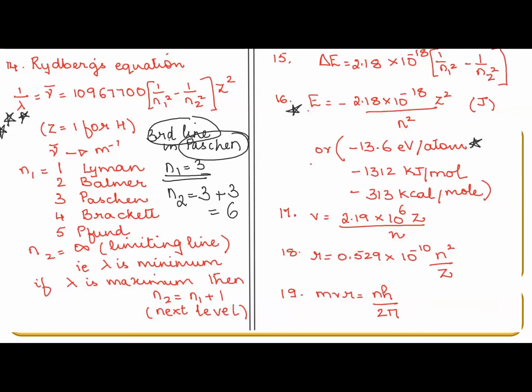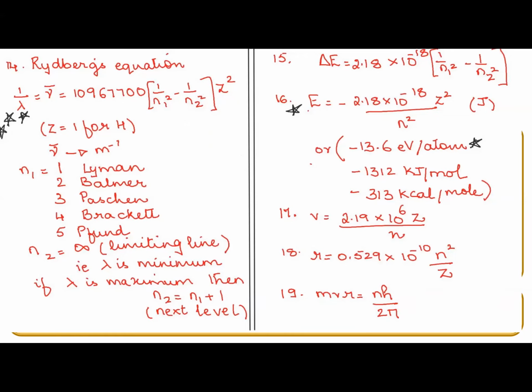One more thing is sometimes they say limiting line. What does limiting line mean? It means the last line. It means you should consider N2 as infinity. If they say limiting line in Brackett series, what will you do? You'll take N1 as 4, since it is Brackett series, and N2 you will take as infinity. So 1 by infinity square you can ignore. That is how you should do this type of problem.